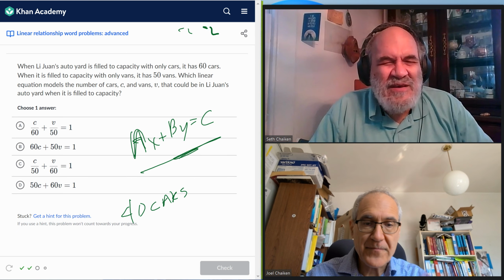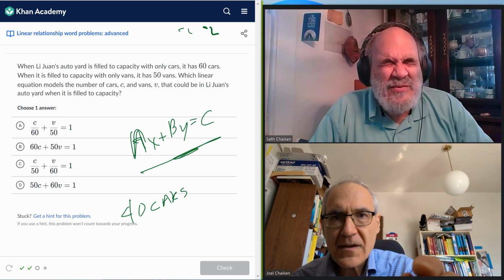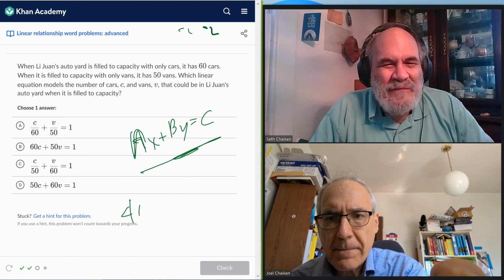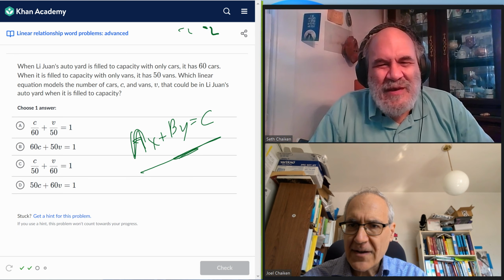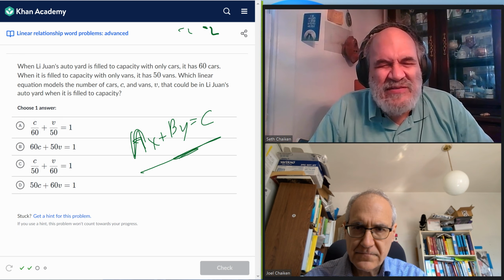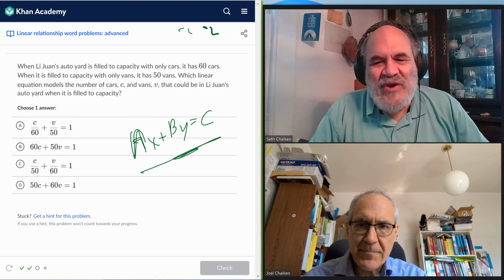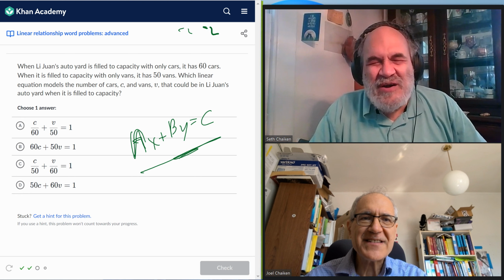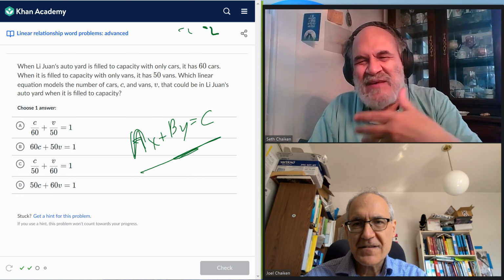So the AX has something to do with the cars, right? And BY has something to do with the vans. So how are they being traded off? AX appears positively and BY appears positively. A trade-off is that if you fill it with cars, then you don't have vans. And if you fill it with vans, you have less capacity for cars.